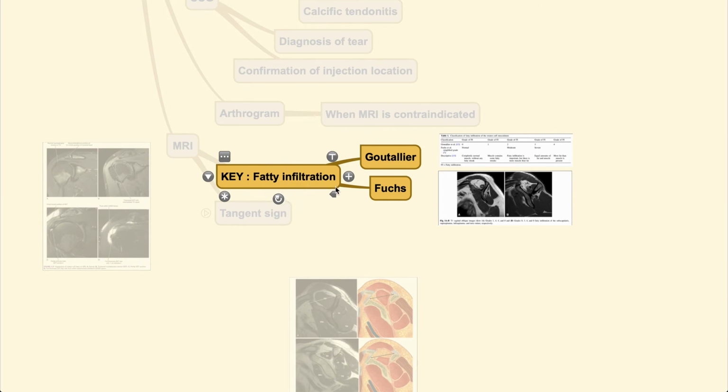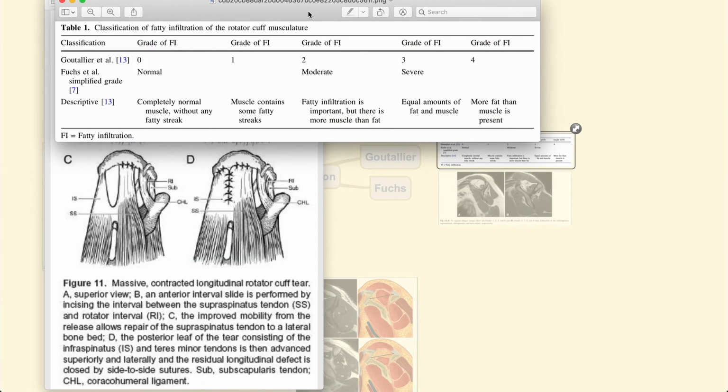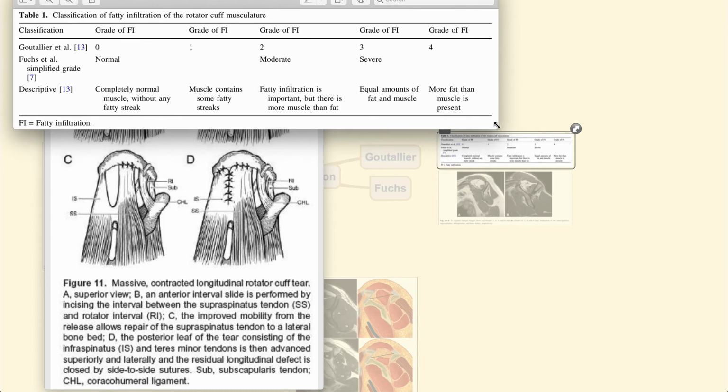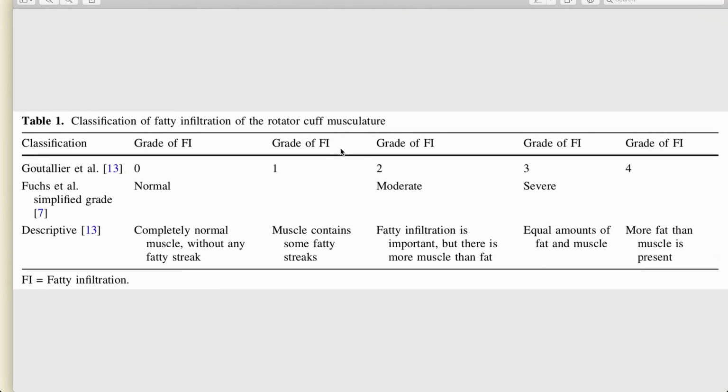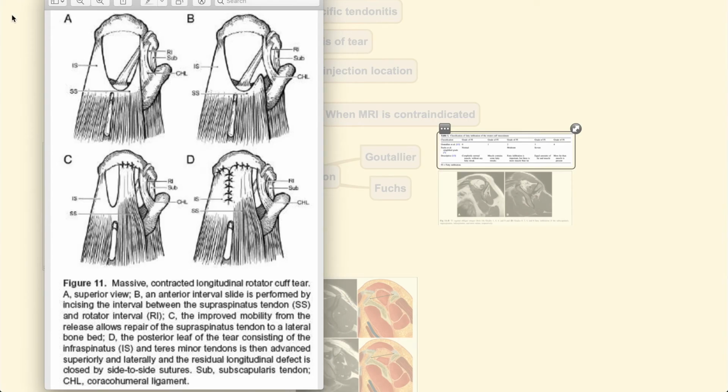And fatty infiltration of the muscles means that the muscle is atrophic and there are changes. The muscle is no longer muscle and there could be degeneration and changes into fatty tissue. And Goutallier here classified the fatty infiltration that is present in the rotator cuff musculature. There is also another classification based on Fuchs, or there could also be another classification that is descriptive, where you just mention how much muscle and fat there is in the MRI. Well, all of that is good.